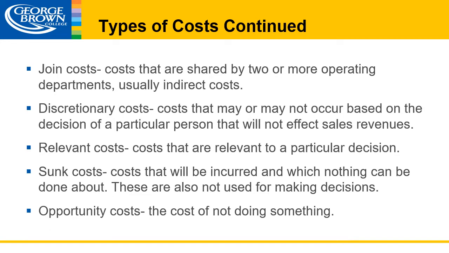All right, types of costs continued. First, we have joint costs. This is very similar to indirect costs, and these are costs that are shared by two or more operating departments. Because this cost is shared by two or more operating departments, it's hard to allocate, and it's indirect because that cost is being incurred for the overall usage of those departments.